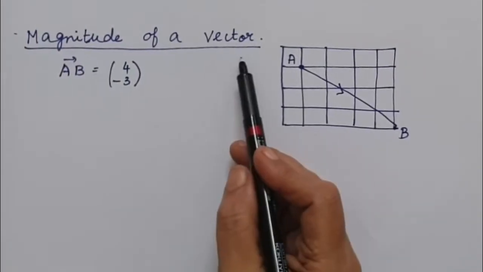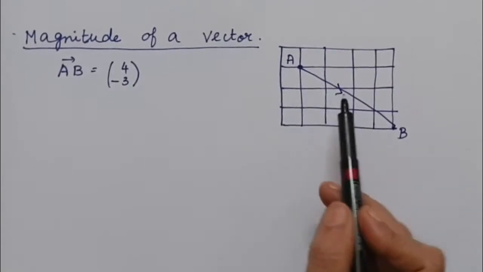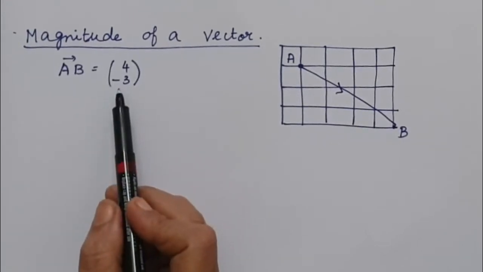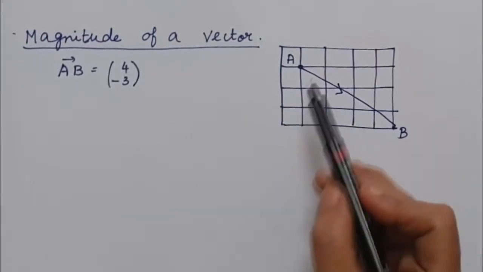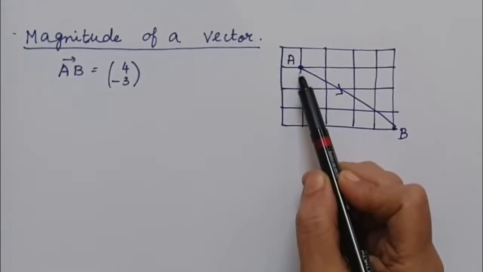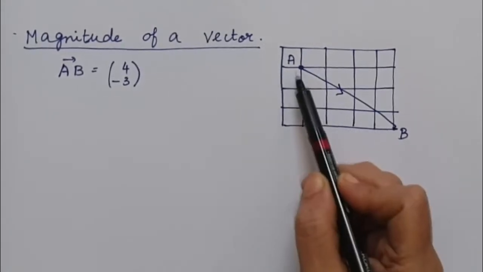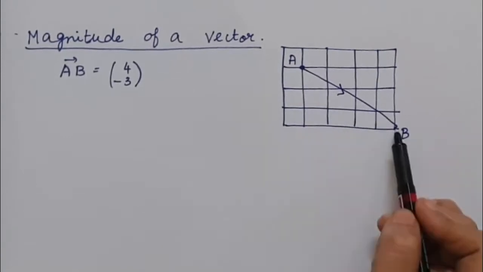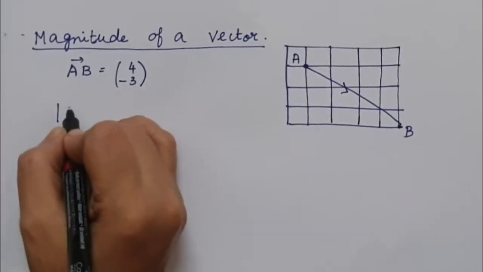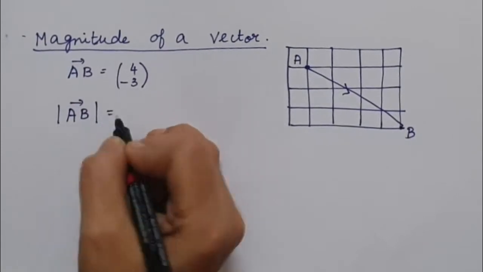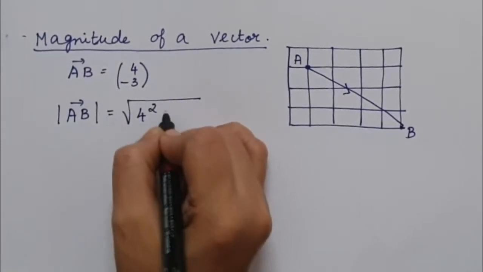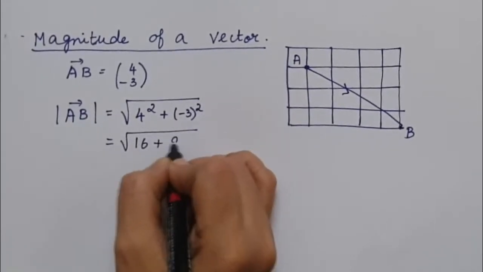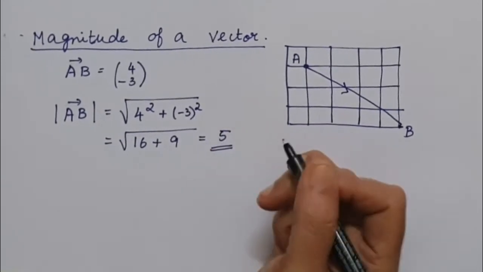Now magnitude of a vector. We are given the vector AB. It is 1, 2, 3, 4 and here 3. So vector AB is 4 and negative 3. In order to find the magnitude of the vector, we can just use the Pythagoras theorem. This is 3 units and this is 4 units. We can square these two sides and add them up. Square root of it will give us the length of AB. Magnitude of AB will be equal to square root of 4 squared plus minus 3 the whole squared. So it will be 16 plus 9, so square root of 25. So it will be equal to 5.